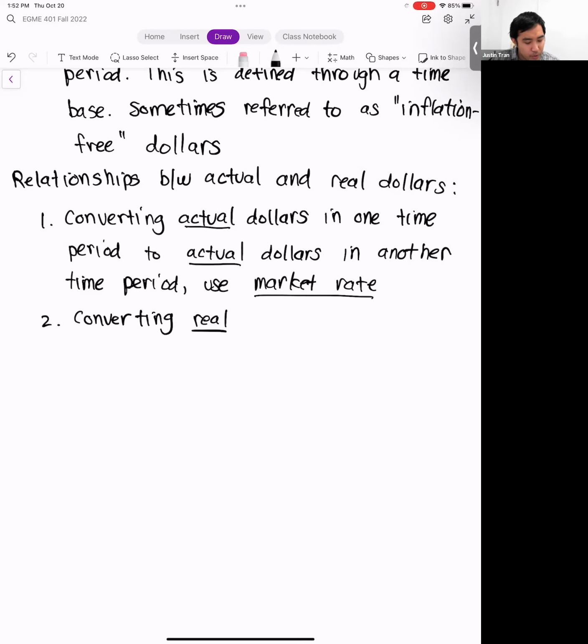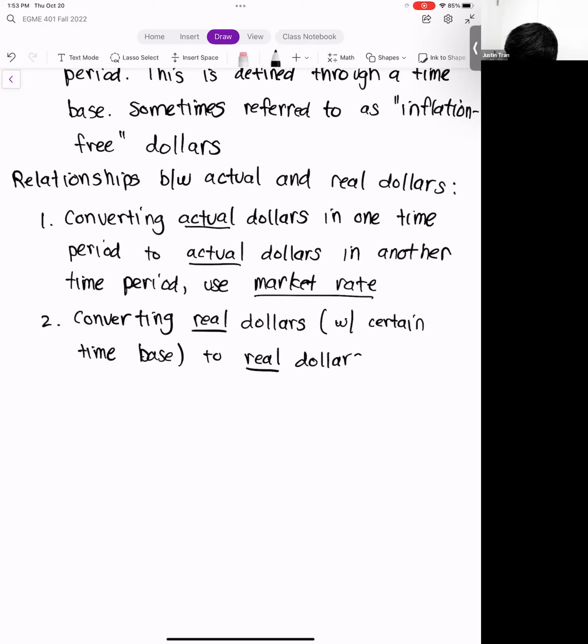All right, and so number 2 is when we're converting real dollars, and these real dollars have a certain time base, and we're going to convert that to real dollars in another time period. But that real dollars in the other time period has the same base as before.